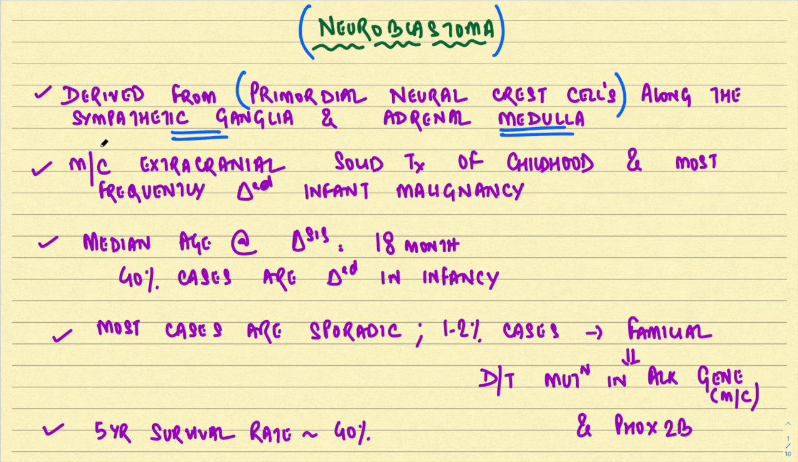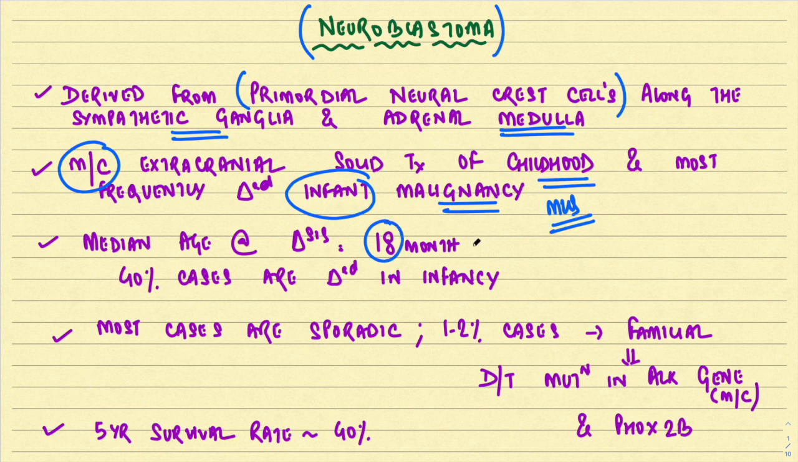One very important MCQ: neuroblastoma is the most common extracranial solid tumor of childhood and the most frequently diagnosed infant malignancy. So it's a very important MCQ. The median age of diagnosis of neuroblastoma is around 18 months or 1.5 years. Now 40% of cases are diagnosed in infancy.